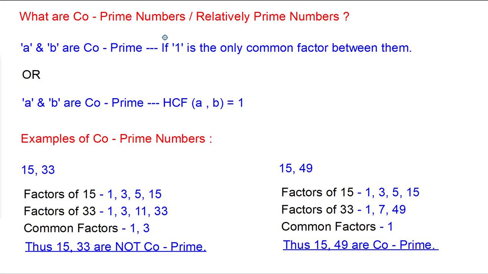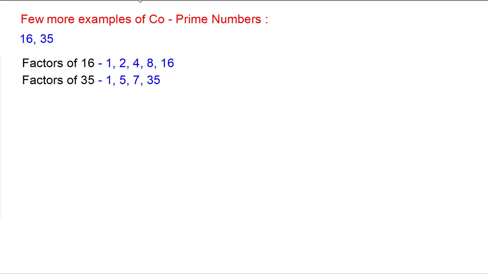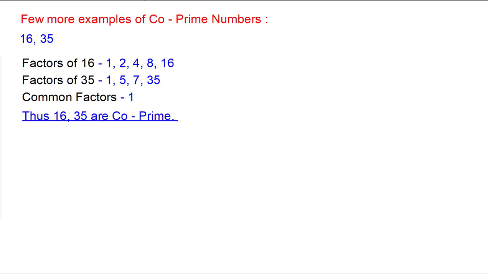Now let's have a look at a few more examples of coprime numbers. Let's have a look at 16, 35. Is it a coprime pair or not? Let's have a look at it. Factors of 16: 1, 2, 4, 8, 16. Factors of 35: 1, 5, 7, 35. So we can see that the only common factor is 1. That is why they represent a coprime pair.